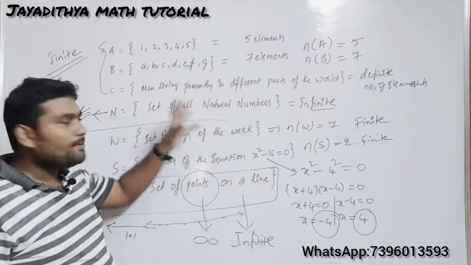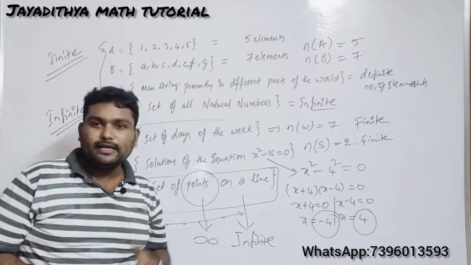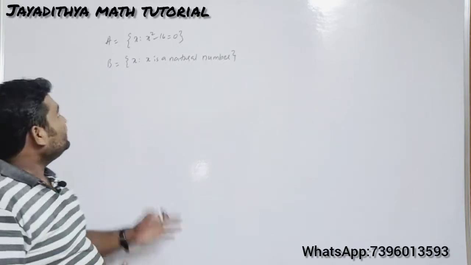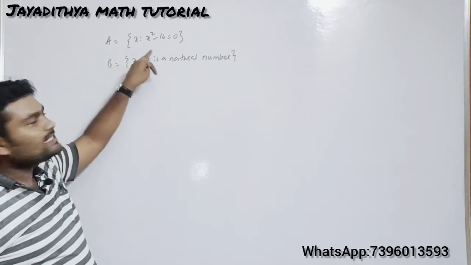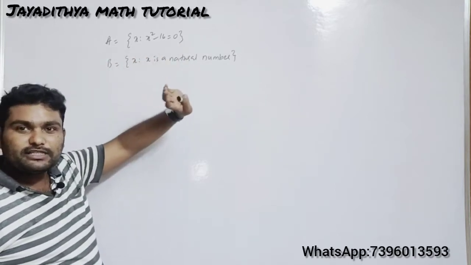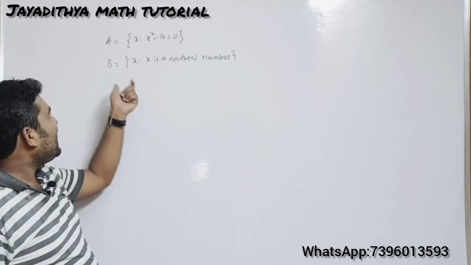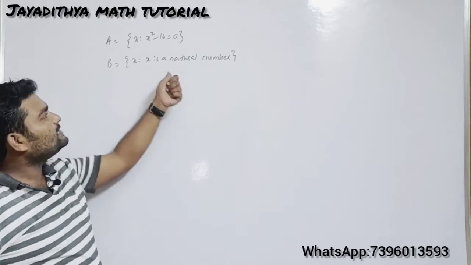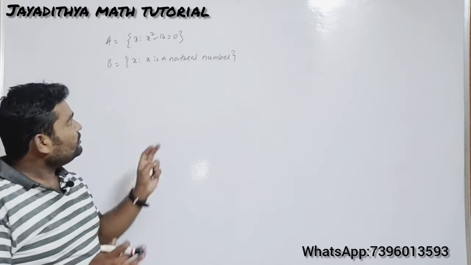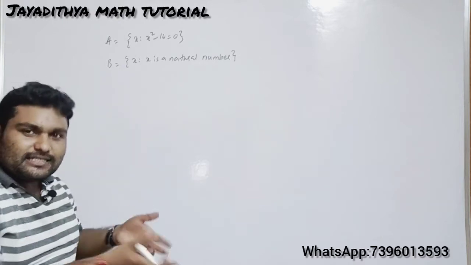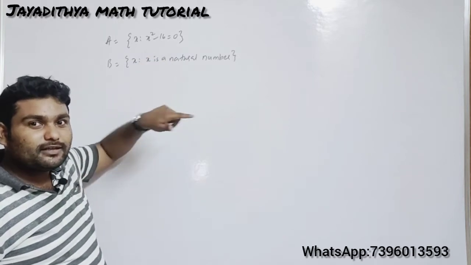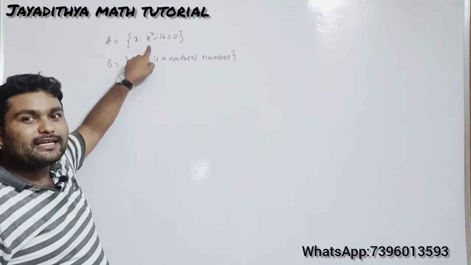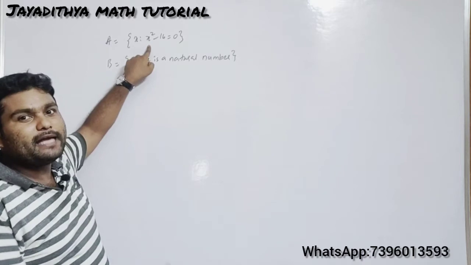Let us learn some more information about finite and infinite sets. Look here. I have taken two sets. The first one is A, x such that x square minus 16 is equal to 0. That is the first set. And the other set is B, x such that x is a natural number. See here, we have already discussed just now, in this set how many values can x take? Just now we have done it. That is minus 4 and plus 4.